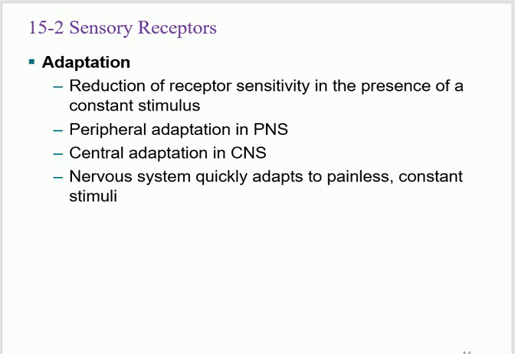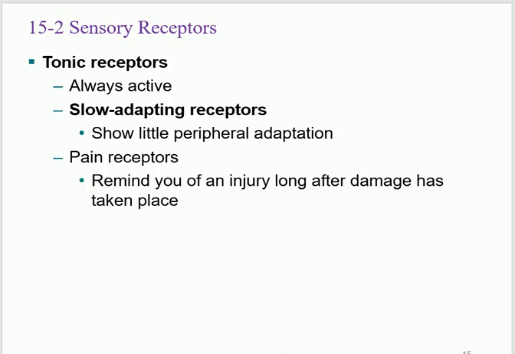You can get peripheral adaptation and central adaptation. Peripheral is these receptors outside, like you touch something and keep on touching it. You forget it. You get adapted to it. Or your brain gets adapted to it. But it has to be painless and continuous.